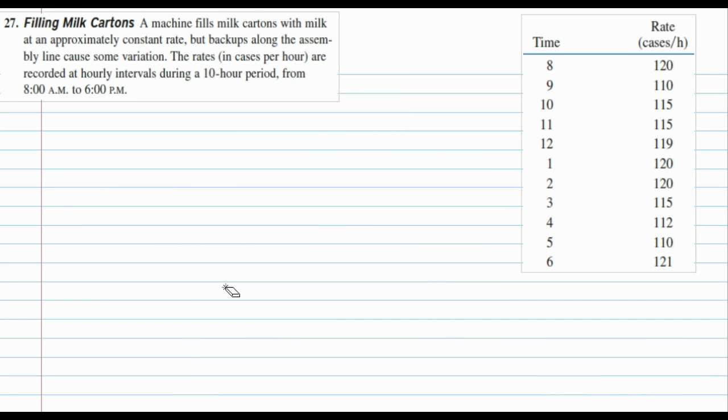It says a machine fills milk cartons with milk at an approximately constant rate, but backs up along the assembly line, causing some variation. So the rates in cases per hour are recorded in hourly intervals during a 10-hour period from 8 a.m. to 6 p.m.